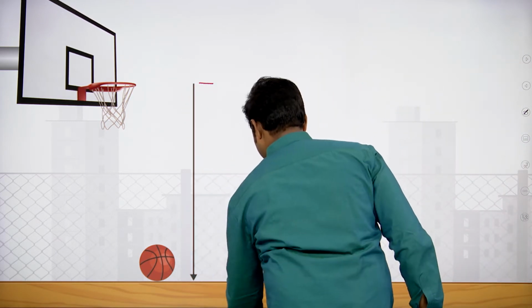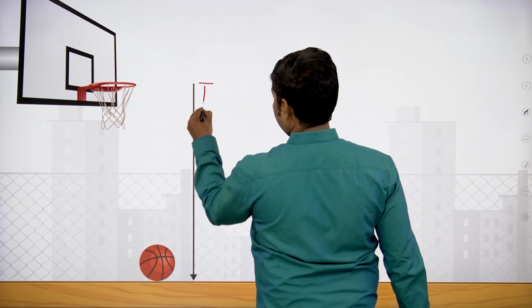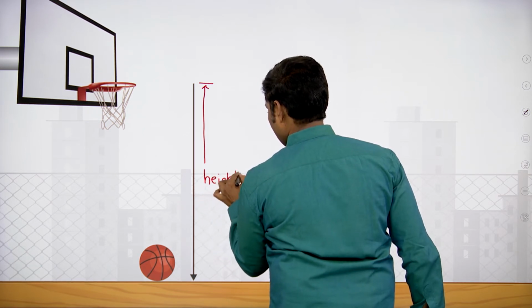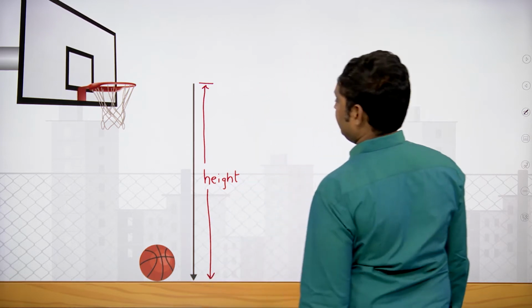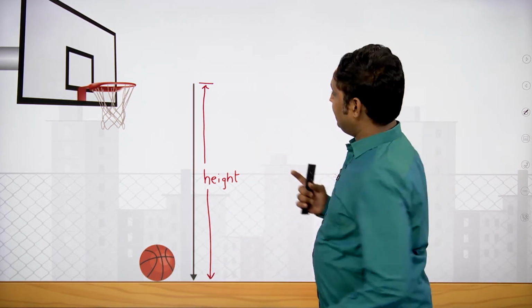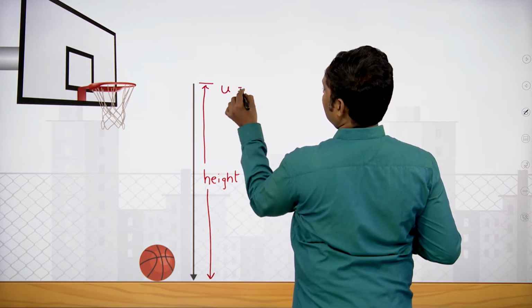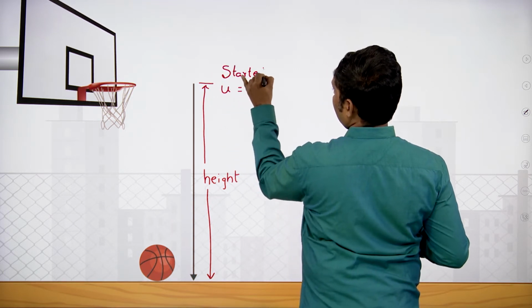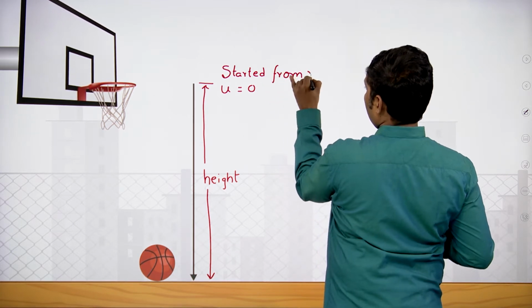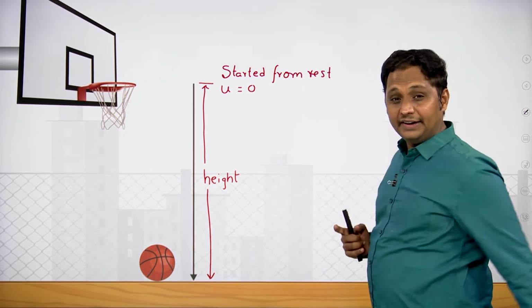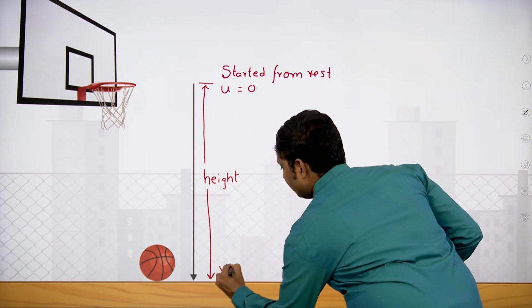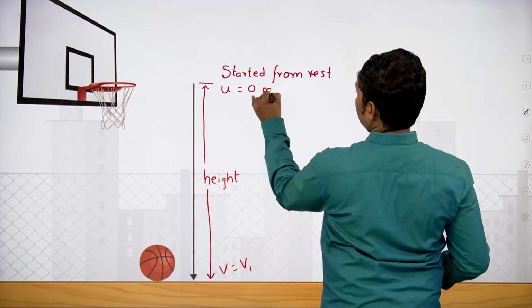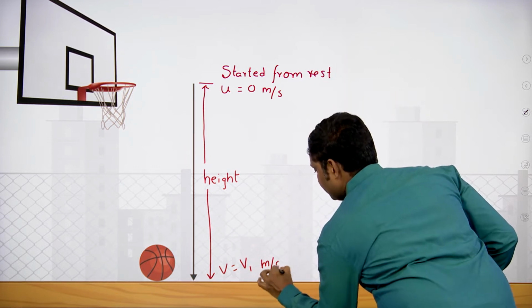Let's have a look. If you know that this is the height, and its initial velocity u is equal to 0, that is, it starts from rest, it's okay. So its final velocity is going to be v1. Let's assume it's going to be v1 meter per second.